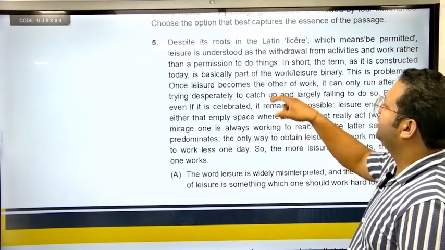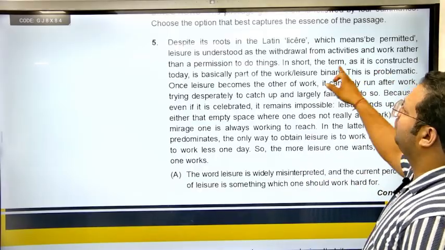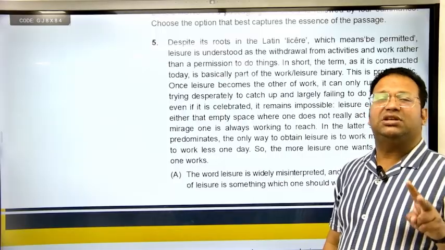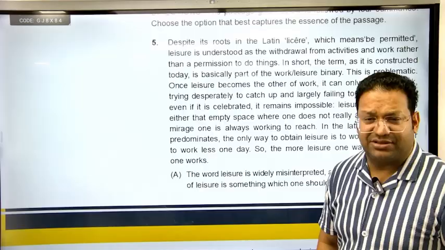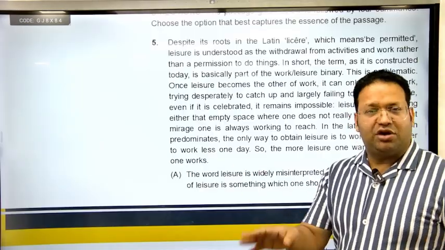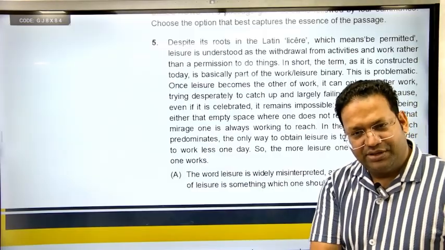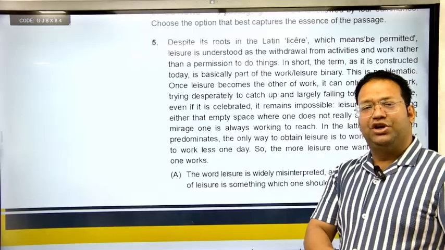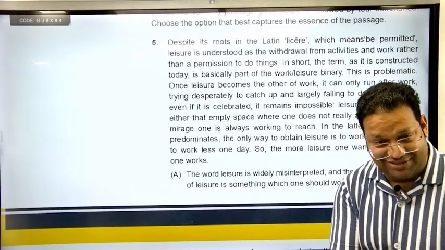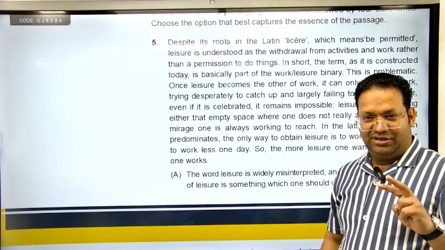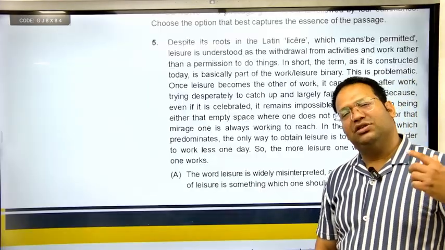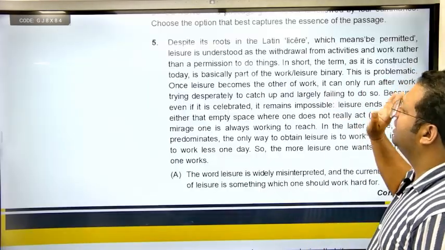Over here it is written that it was the withdrawal from the activities and work. See, we are searching for the best summary that summarizes the passage, one that has both the things. It is talking about leisure as the time when people used to withdraw from activity, and now for getting that leisure time, people are working harder. Misinterpretation. Right? The current state is something different, and earlier it was something different. So this is already given in these lines.